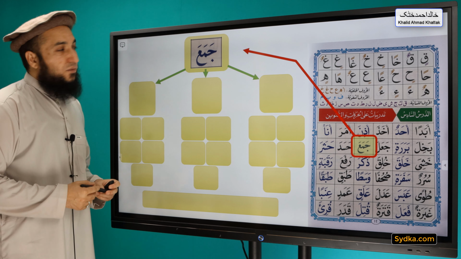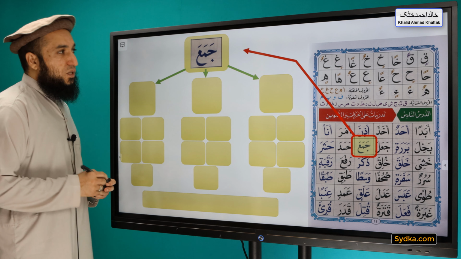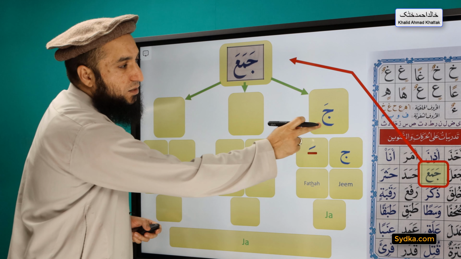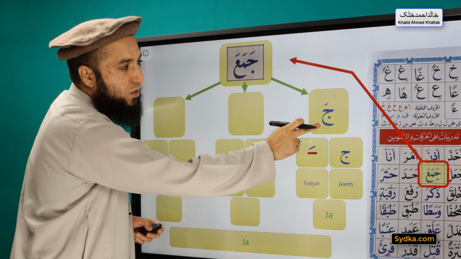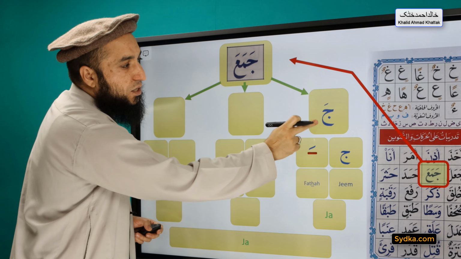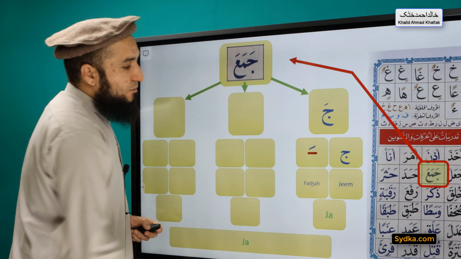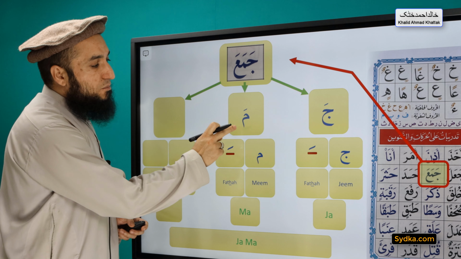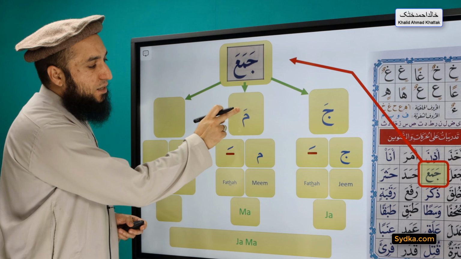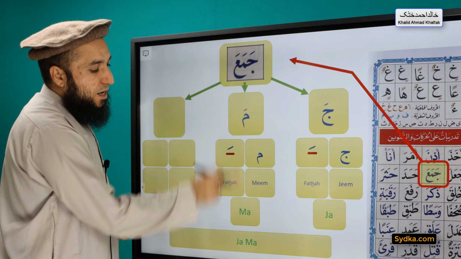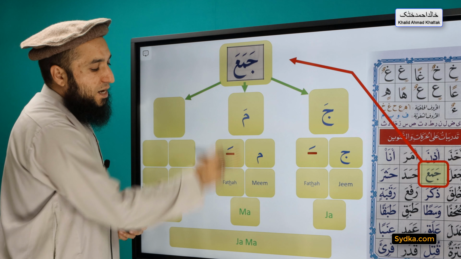So the first word we have is jama'a, and it has 3 syllables. The first syllable is jim fatha ja. Jim is not silent, and we have a fatha. Jim fatha ja. The second syllable is mim fatha ma. Mim is not silent, and we have fatha. Mim fatha ma.